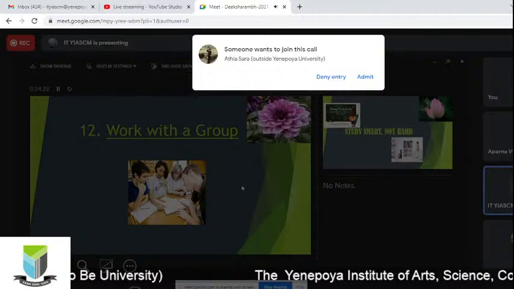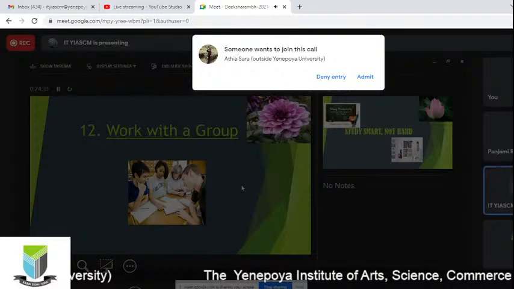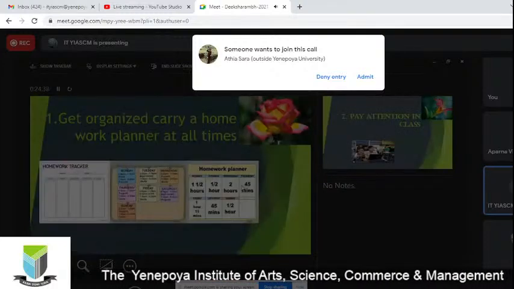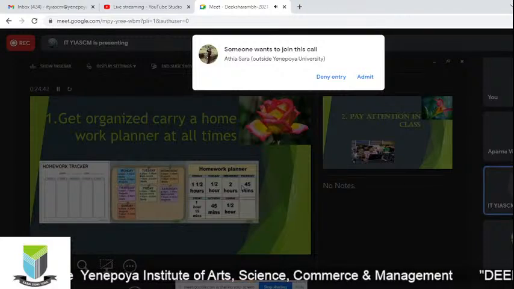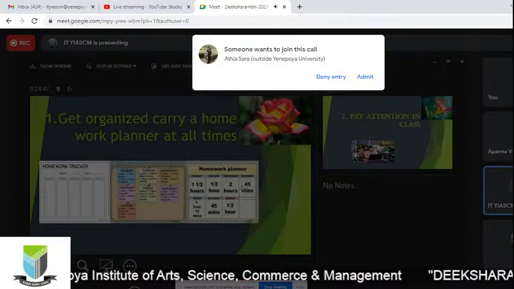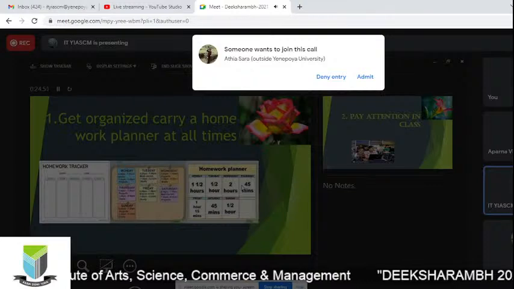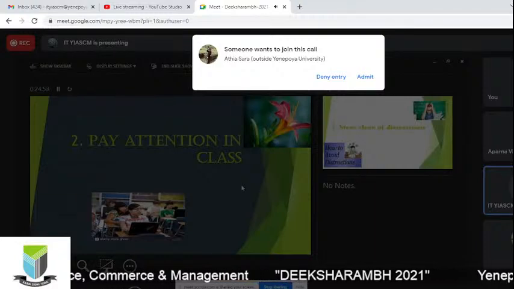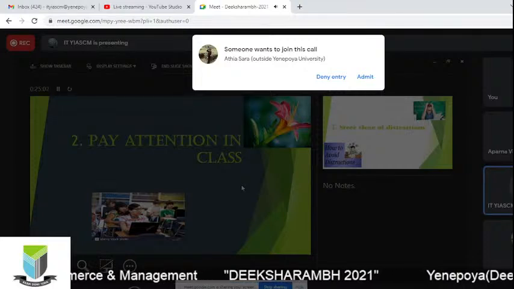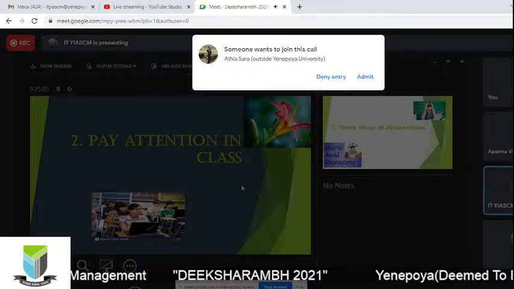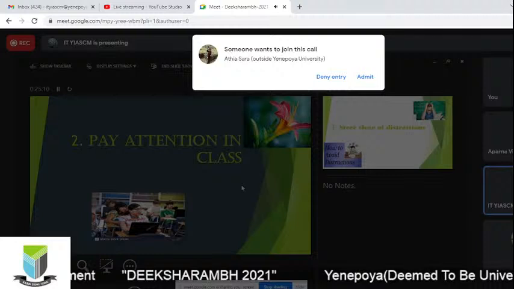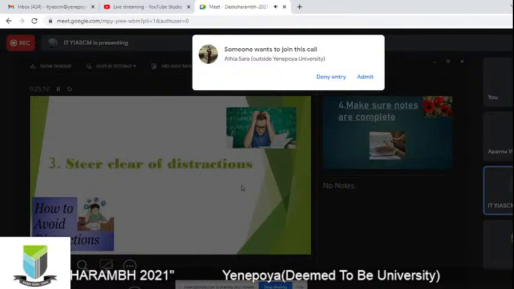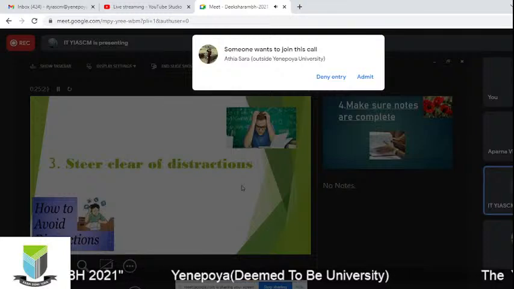Okay, thank you. Here are the 12 tips we discussed in the session. The first tip is: get organized, carry a homework planner at all times. You must carry a homework planner or homework tracker. Then the second tip is pay attention in class. Pay attention means we must concentrate on what the teacher is speaking. The next helpful tip in the study strategy is to steer clear of distractions. Avoid distractions always in the class.